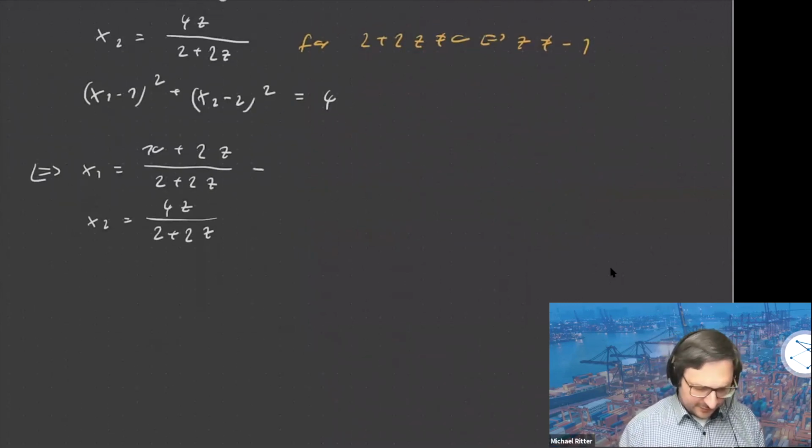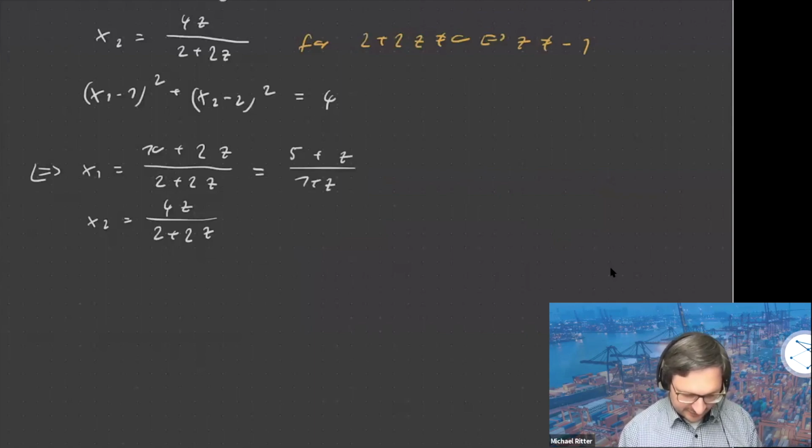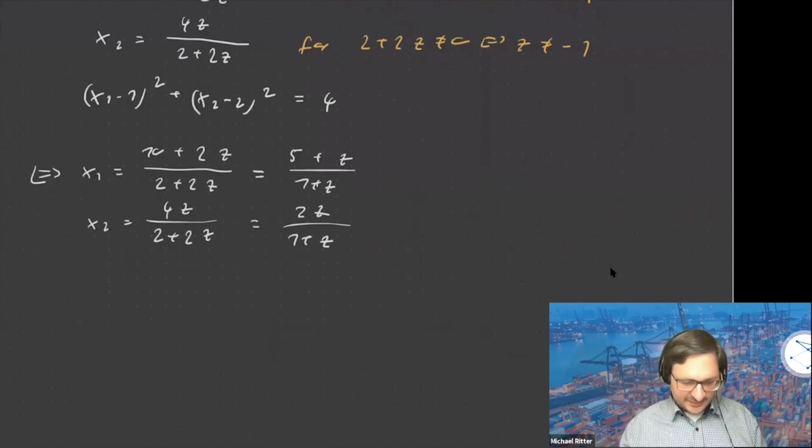Actually, we can even simplify that a little. We can cancel out a 2 here. So that's 5 plus z over 1 plus z. And same here, that's 2z over 1 plus z. Let's make it a little easier. And then we substitute that into the last equation.